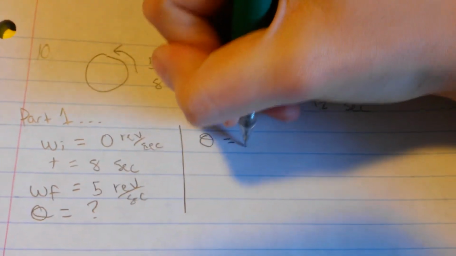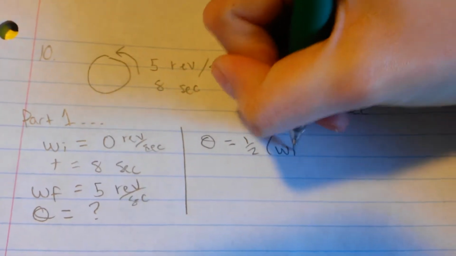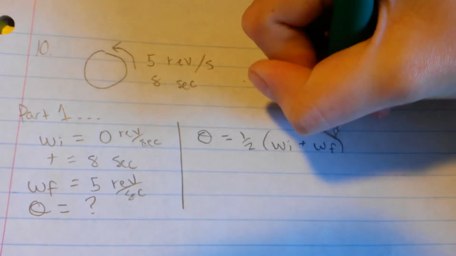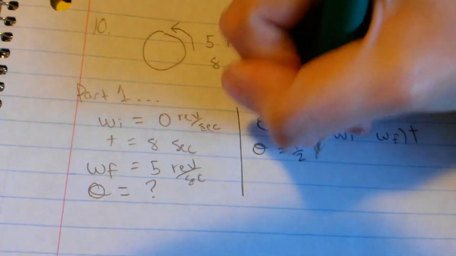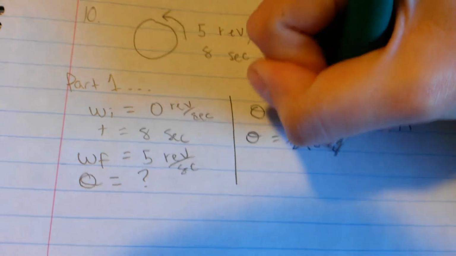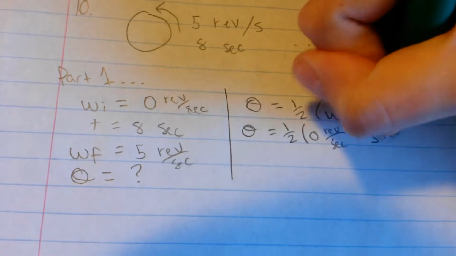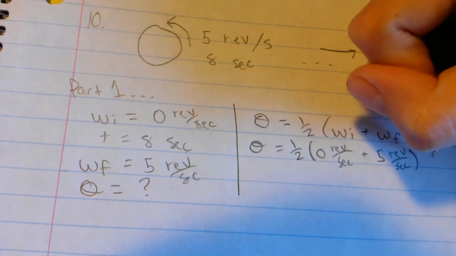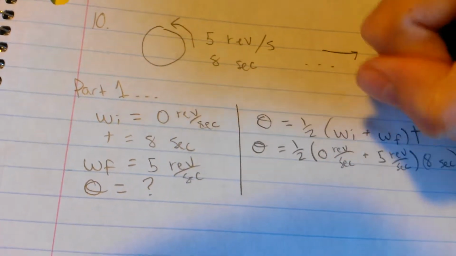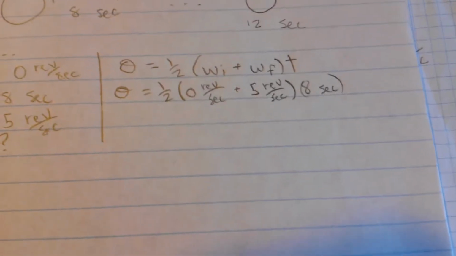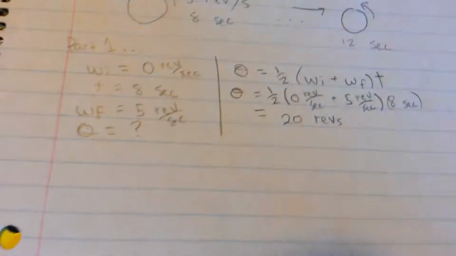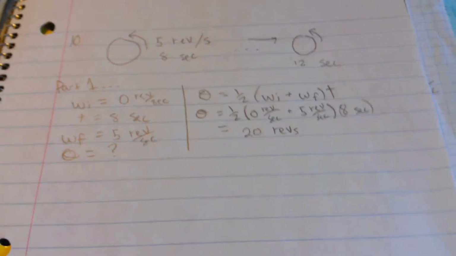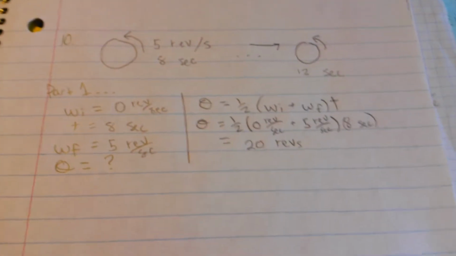The kinematic equation that I'm going to use is theta equals 1/2 times (angular velocity initial plus angular velocity final) times time. So now you just plug everything in. And then if you solve for that, you will get 20 revolutions. So it's 20 revolutions in 8 seconds. And now we have to solve for the 12-second interval.